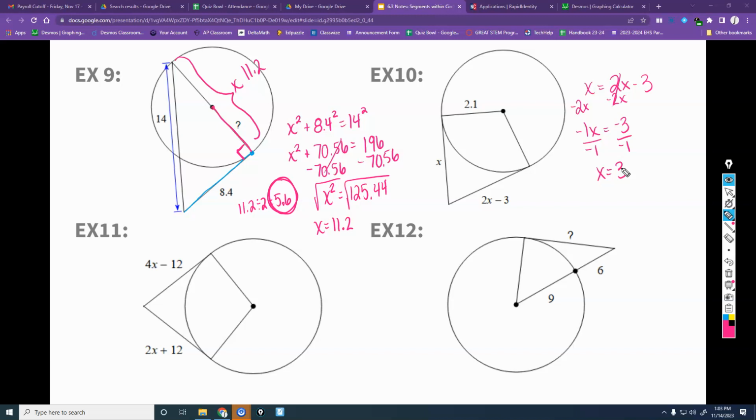I'm going to skip 11 for the sake of time. It's the same thing. You're going to say 4x minus 12 equals 2x plus 12, and you're going to solve for x there.